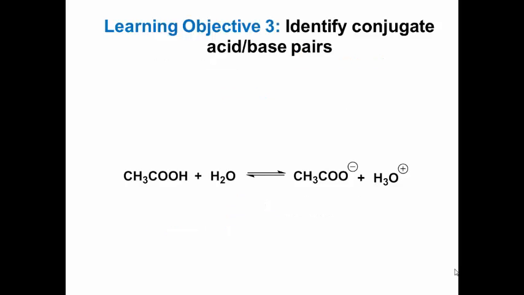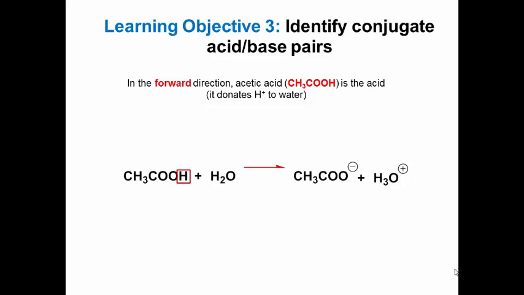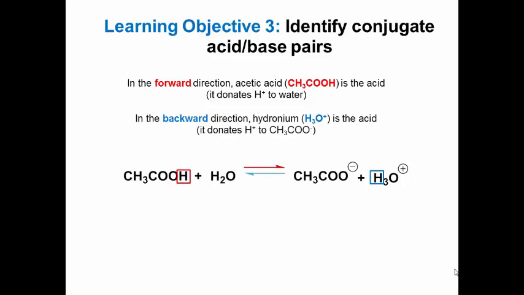So moving on to learning objective 3, which is identifying conjugate acid-base pairs. You saw before that you can see this reversible interaction and this incomplete ionization. And you can see that CH3COOH and water then ionizes to CH3COO- and hydronium. In the forward direction, acetic acid, or CH3COOH, is the acid. It donates that H+ to water like we talked about in the Bronsted-Lowry definition. In the backward reaction, hydronium, or H3O+, is the acid. It donates that H+ back to CH3COO-.